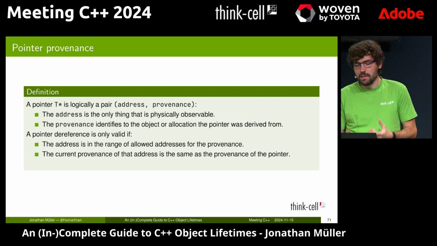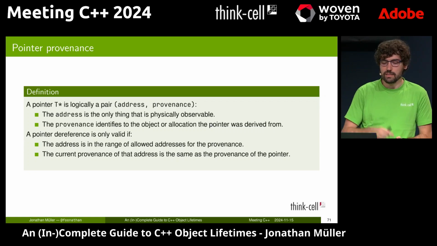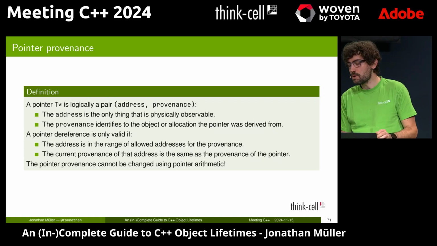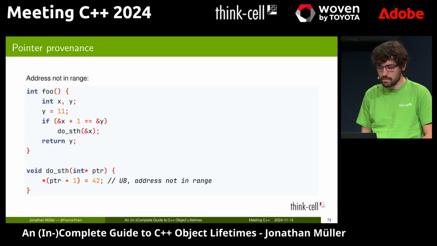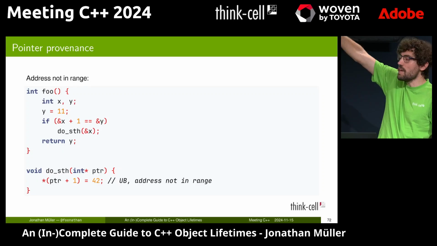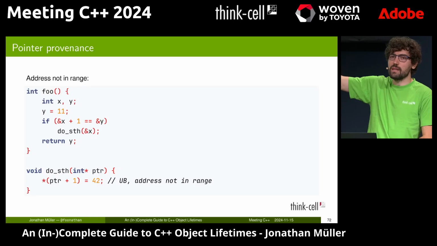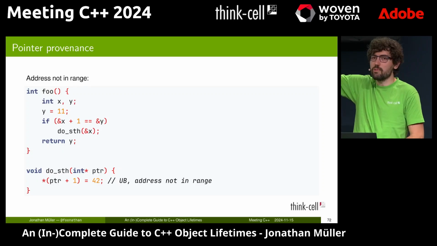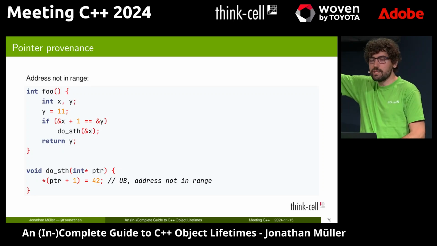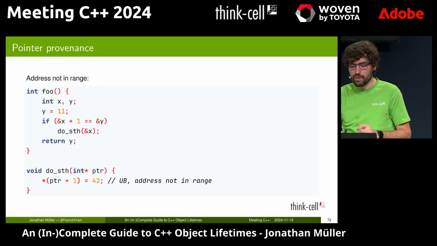And when we dereference a pointer, that is only valid if the address is in the range of the allowed addresses for that particular provenance, and the current provenance of that address is the same as the provenance of the pointer. And crucially, pointer provenance does not change using pointer arithmetic. So in this code, the dereference is not okay because pointer has the provenance of x, and pointer plus 1 isn't a valid address in the range of x. So even though it is the same physical address as y, it has a different provenance, so the dereference is undefined behavior. And that way, the compiler is allowed to optimize this code. It's a pretty useful property to have, but it also means that you can't just do arbitrary pointer arithmetic and modify memory through there.